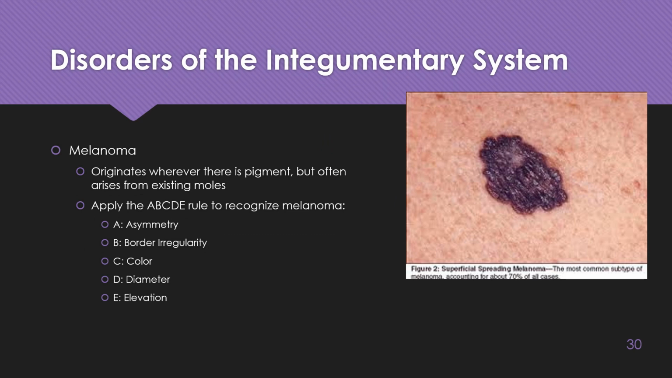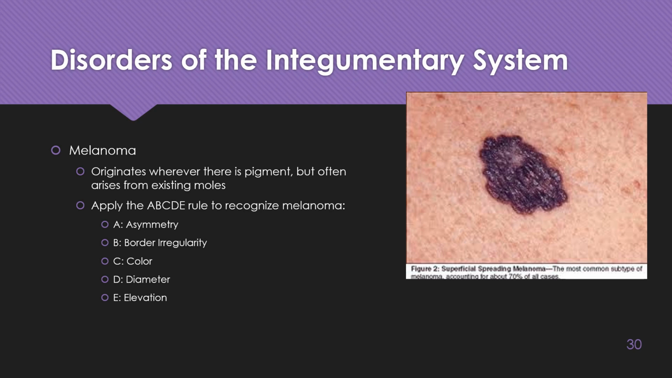Melanoma originates wherever there's a pigment, but often arises from existing moles. And again, a very common type of skin issue to have. We can apply the ABCDE rule to recognize melanoma. If you have any moles or large freckles, it's sometimes recommended that you get them checked out on a regular basis. In terms of prevention or early detection, we should definitely keep checking on them. I know I have a mole that the doctor told me I need to just keep my eye on and check about once a month.